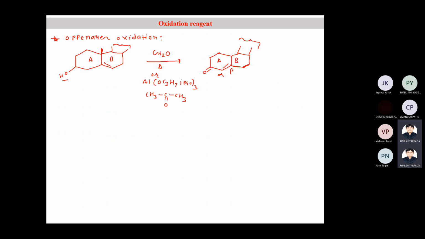Apart from that, other oxidizing reagents are also available, which oxidize especially alkyl group into carboxylic group. So that type of reagents like KMnO4 is also available. This is a very strong oxidizing agent, and it also gives various applications. But KMnO4 is a strong oxidizing agent under acidic condition.